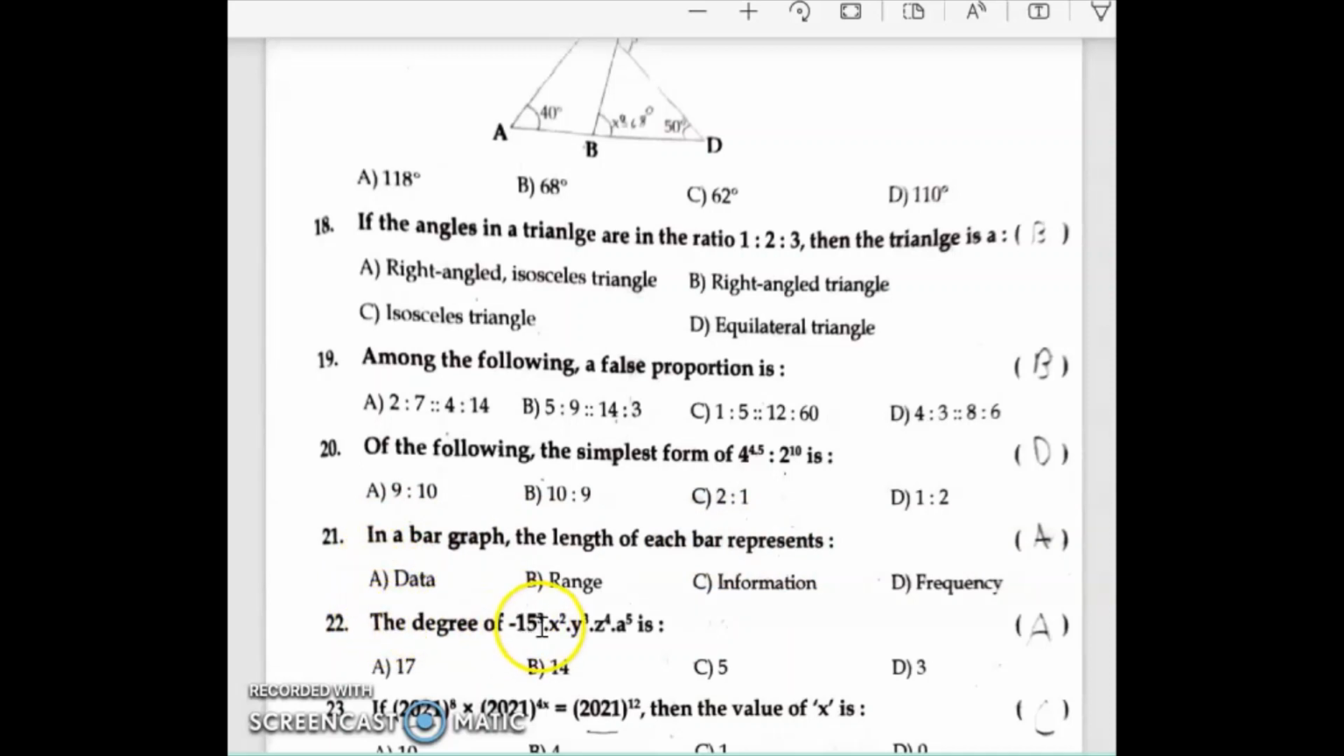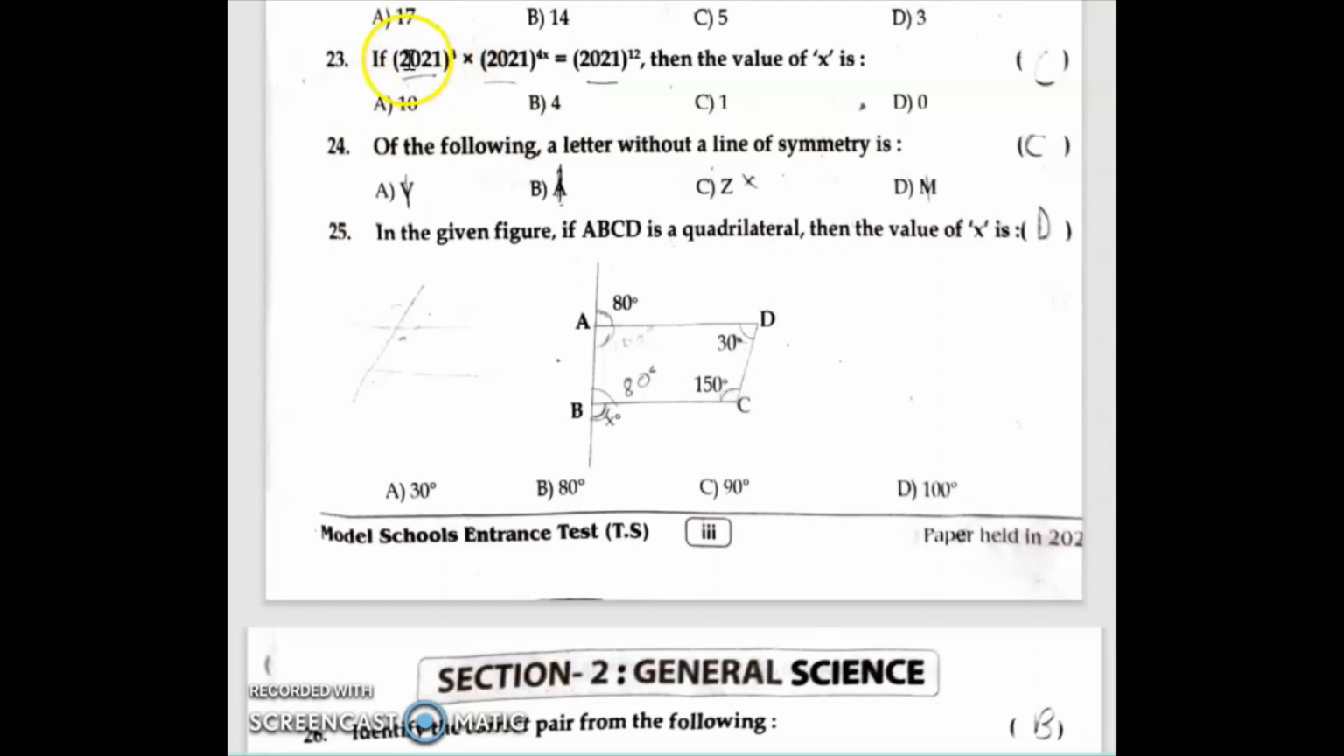The degree of 15 power 3, x power 2, y power 3, z power 4, a power 5 is 17, the correct answer is A. If 2021 whole power 8 into 2021 whole power 4x into 2021 is equal to 2021 whole power 12, then the value of x is, here the correct option is 1.